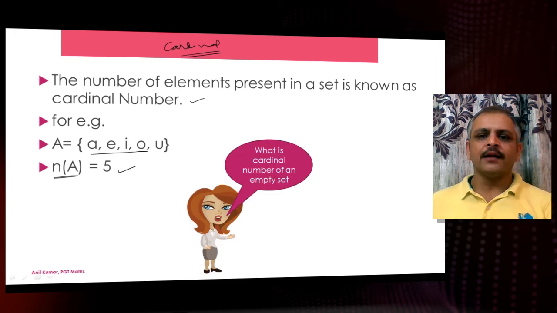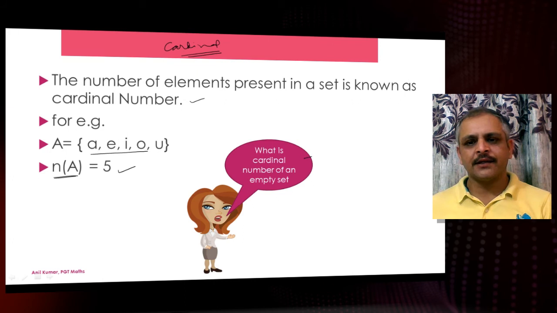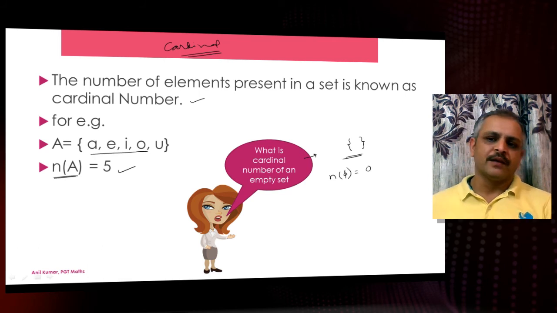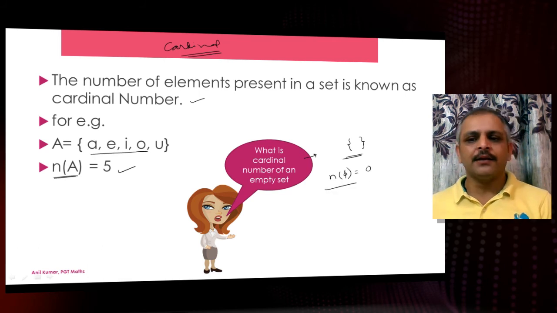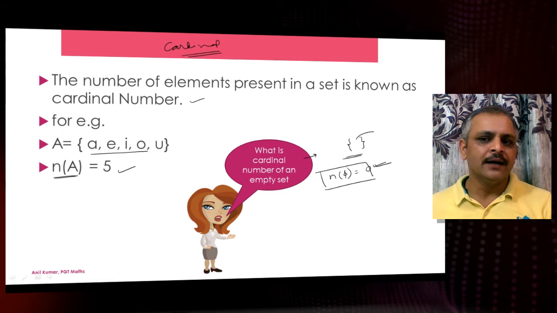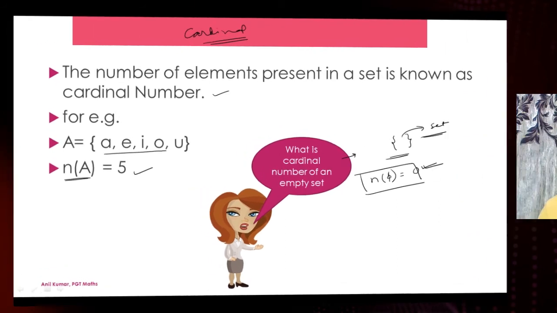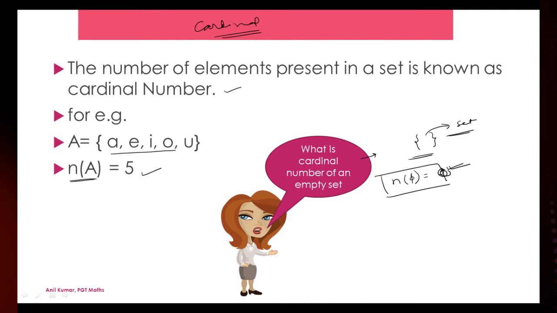So what is the cardinal number of an empty set? As we discussed earlier, an empty set has no element. So the cardinal number of the empty set will be 0. See beta, when I am talking about the cardinal number, it's a number, and this is a set. A set may not have any element. So how many elements? Then we'll say it has 0 elements. So the number of elements will be 0. So it's a number, and the cardinal number of an empty set will be 0.